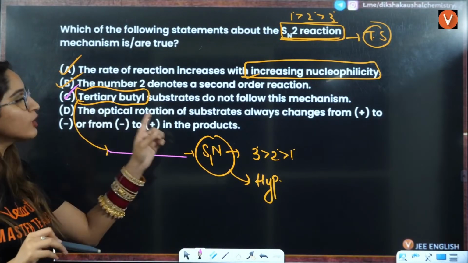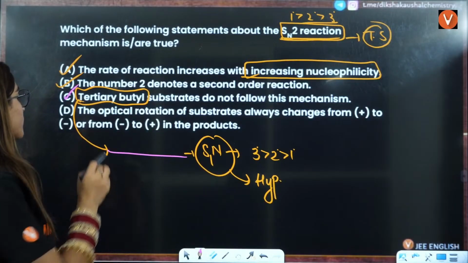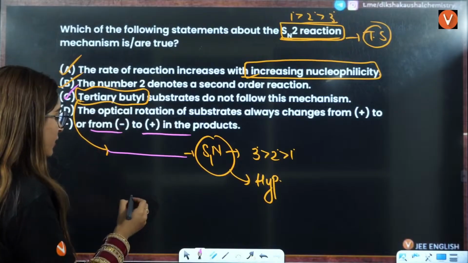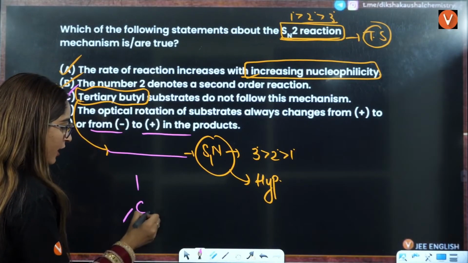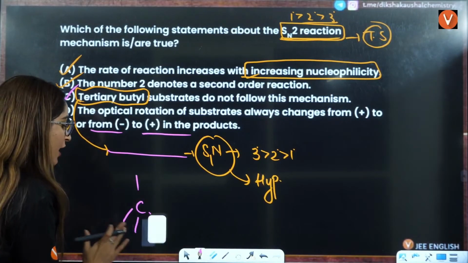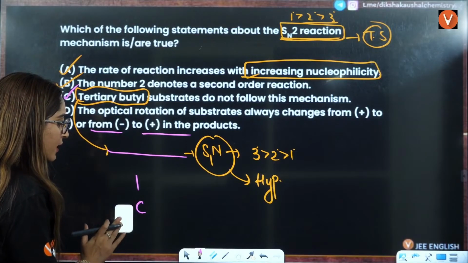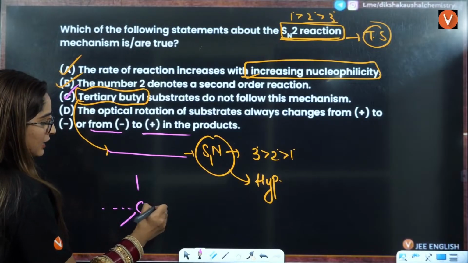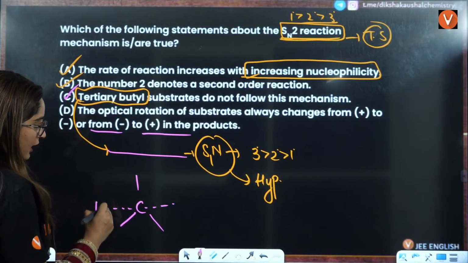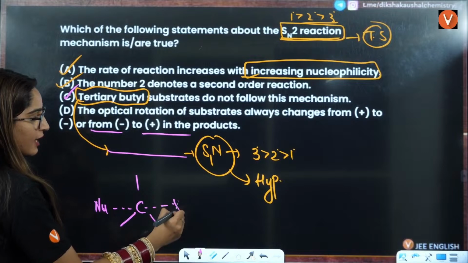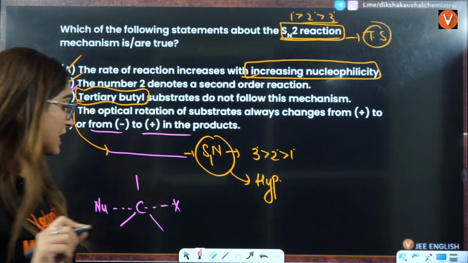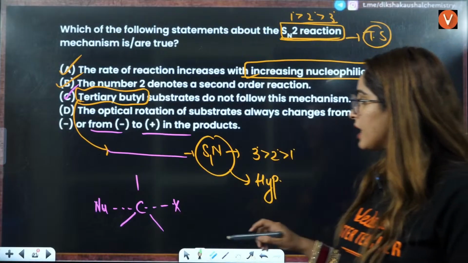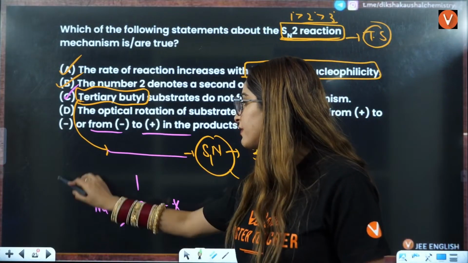Next is, the optical rotation of the substrate always changes from positive to negative and from negative to positive in this reaction. See what will happen. This is a tetrahedral compound, right? When you are making this SN2 mechanism here, the leaving group will leave and the incoming nucleophile will attack here, right? Okay. That is the reason there will be Walden inversion here. So if X is on this side, the nucleophile will attack from this side.